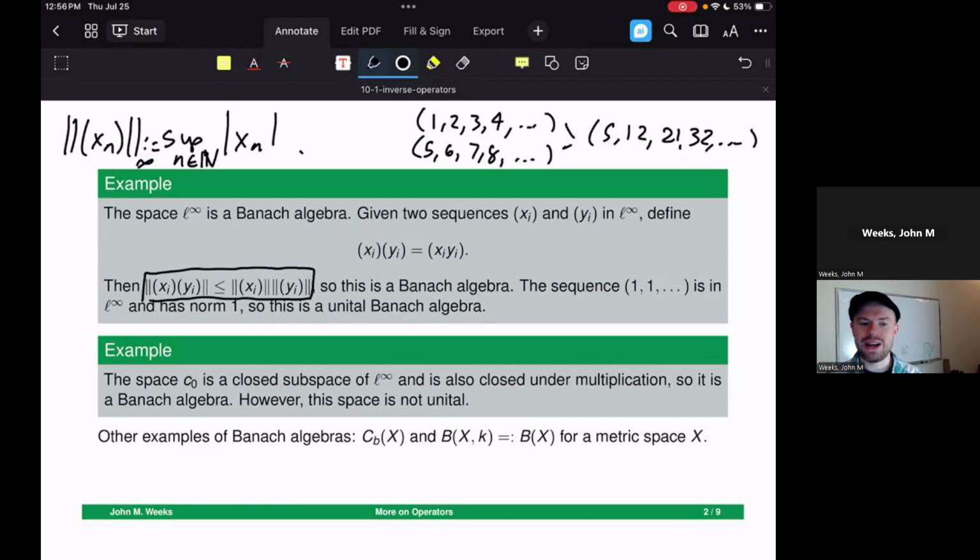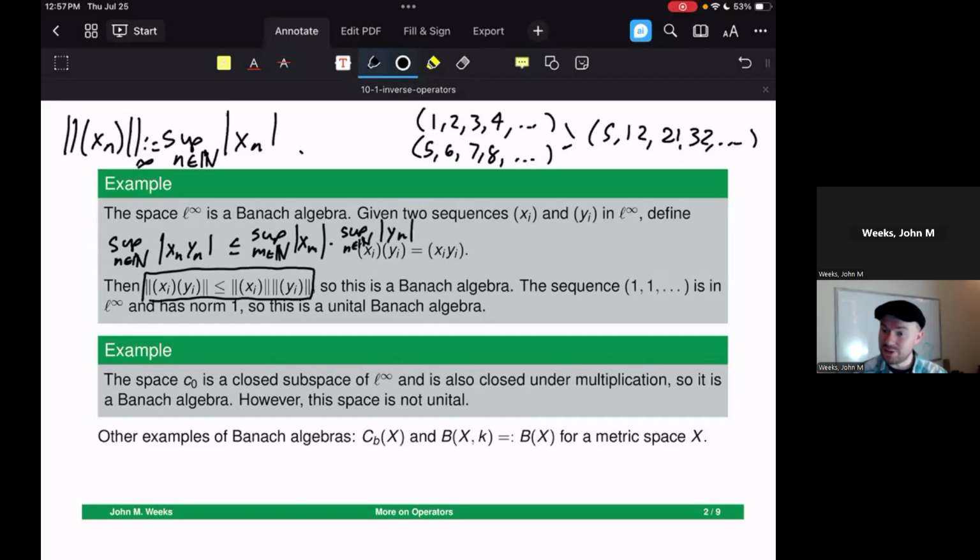And in fact, you could show that it satisfies the submultiplicativity property. What we are saying here is that if you take the supremum over all natural numbers of the absolute value of x_n y_n, like what you have right over here, then that's going to be less than or equal to the supremum over all m in the natural numbers of the absolute value of x_m times the supremum over all n in the natural numbers of y_n. Notice how these two sides actually feel like they do fit.